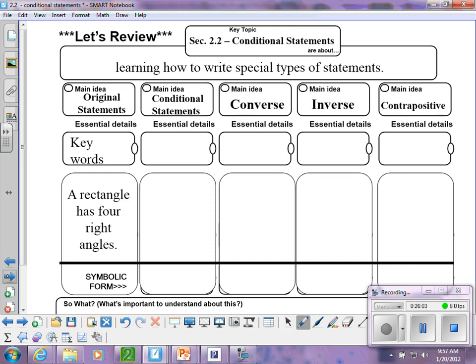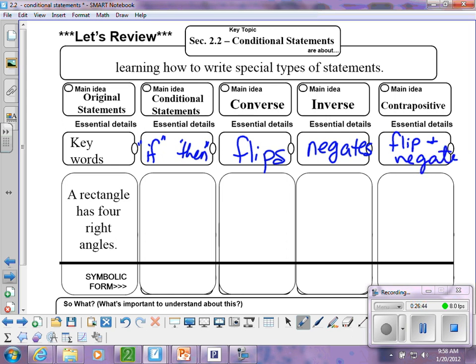What's the conditional do? P implies Q, right? So what does it do, though? What are the key words for conditional? Yep, so you got to make it an if-then statement. What does the converse do to your if-then statement? Yep, flips it. Some of you are going to write switches because that's how you're going to keep up with it, right? I'm okay with that. We all learn different. What's inverse do? Negates it. Yep, it's the not. And what's contrapositive do? Flip and negate.